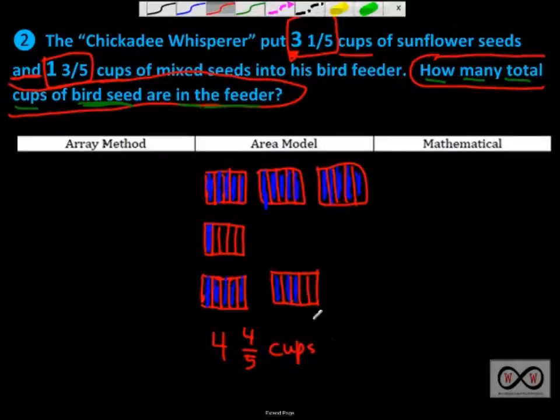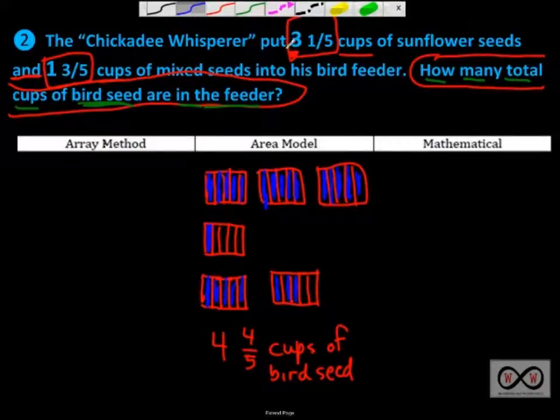And those are cups of bird seed. There we go. All right, so there's the area model. Now we're going to take a look at the array.